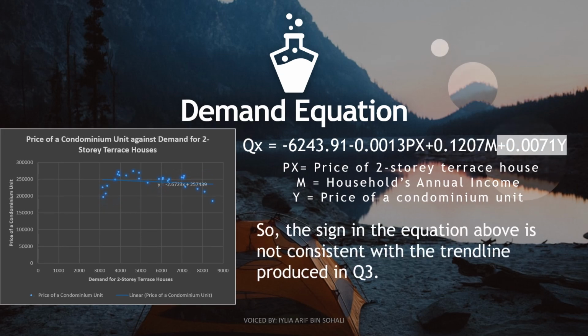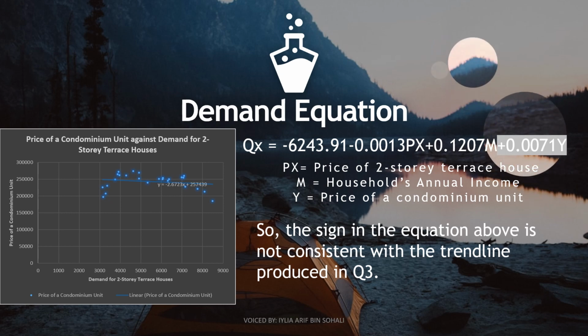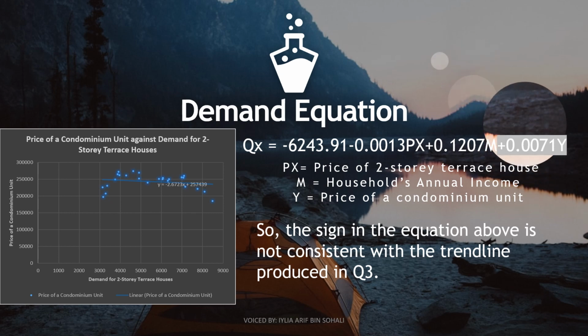From the demand equation below, the sign of the variable PY is positive. That means, if the price of a condominium unit increases by 1 ringgit, demand for two-story terrace houses will increase by 0.0071. But, as we can see from the graph, there is a negative relationship between price of a condominium unit against demand for two-story terrace houses. Hence, the sign in the equation is not consistent with the trend line produced in question 3.